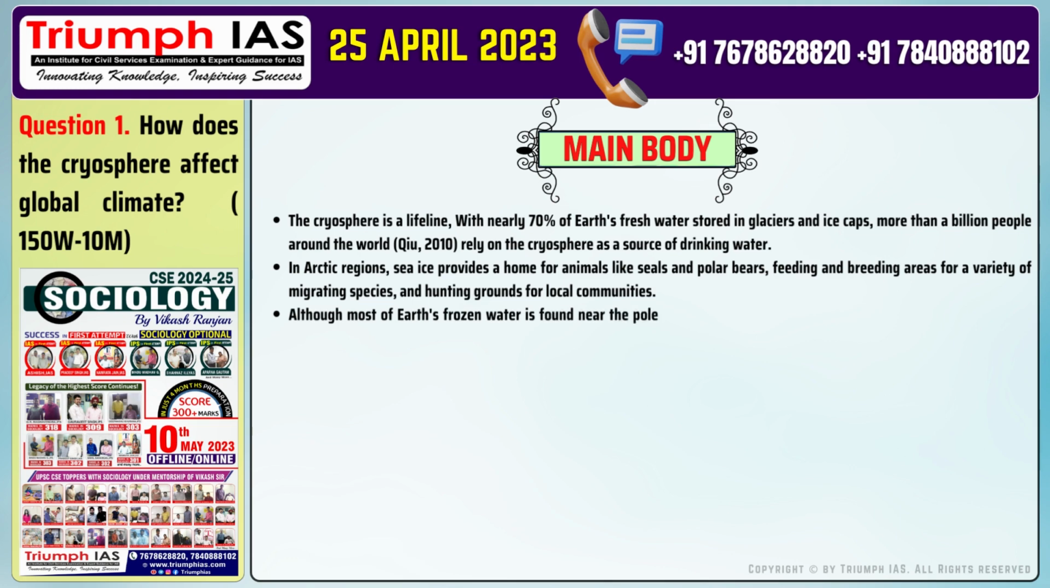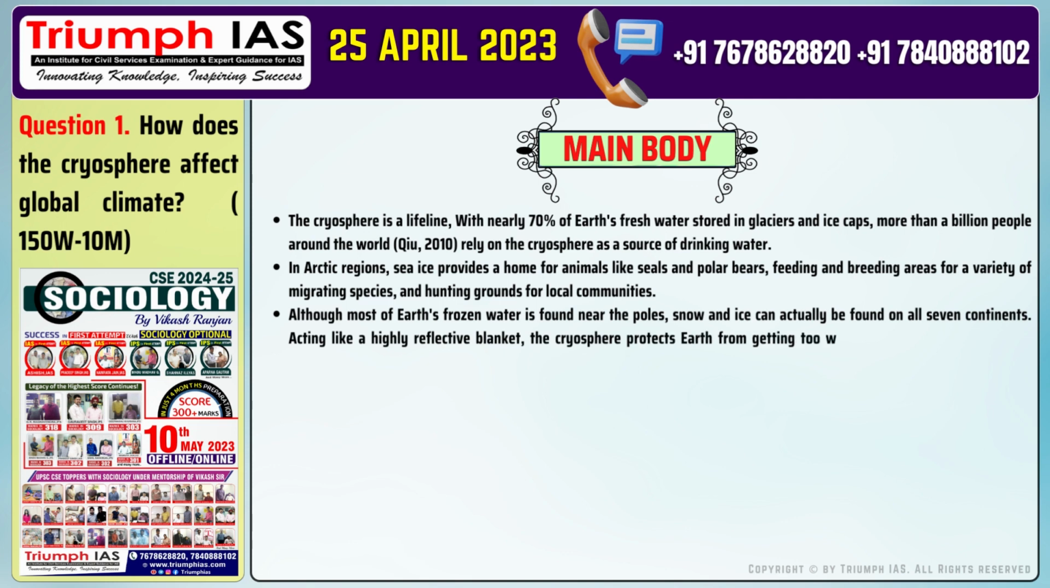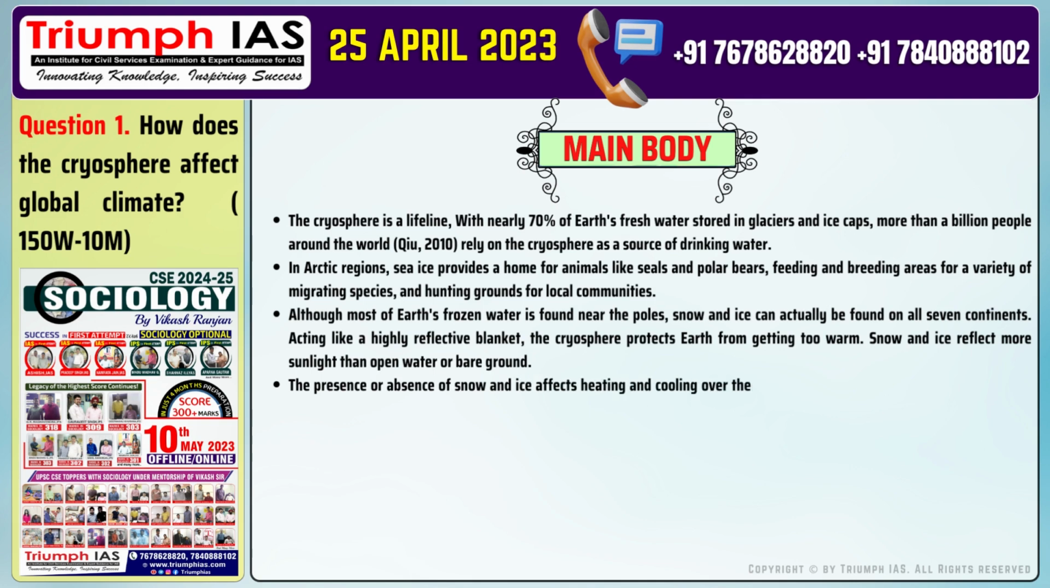Number 3. Although most of Earth's frozen water is found near the poles, snow and ice can actually be found on all 7 continents. Acting like a highly reflective blanket, the cryosphere protects Earth from getting too warm. Snow and ice reflect more sunlight than open water or bare ground. Number 4. The presence or absence of snow and ice affects heating and cooling over the Earth's surface, influencing the entire planet's energy balance.